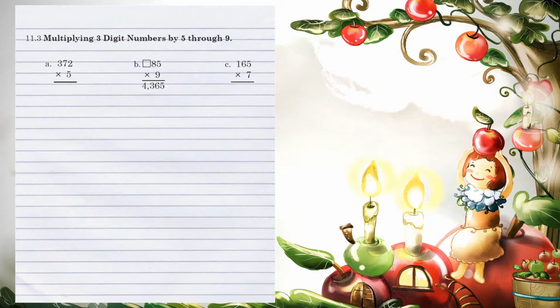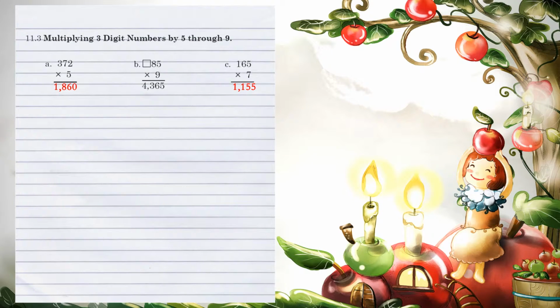Unit 11.3, multiplying 3-digit numbers by 5 through 9. Let's look at example B. 9 times 5 is 45. So we write down the 5, we would have carried the 4. 9 times 8 plus 4 is 76. So write down the 6, carry the 7.